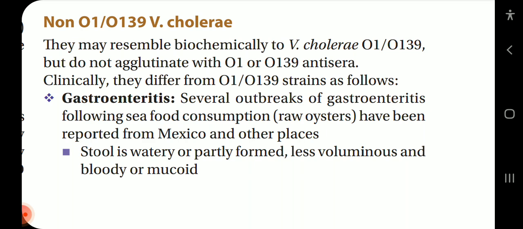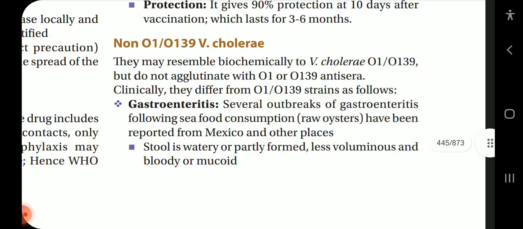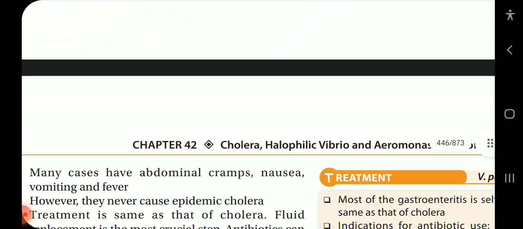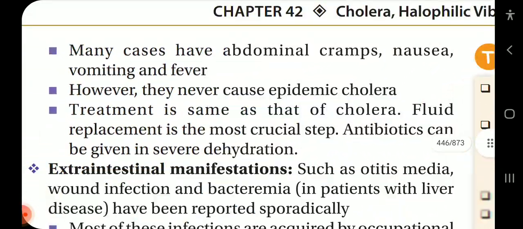Gastroenteritis: several outbreaks of gastroenteritis following seafood consumption have been reported from Mexico and other places. Stool is watery or partly deformed, less voluminous, and bloody or mucoid. Many cases have abdominal cramps, nausea, vomiting and fever. However, they never cause epidemic cholera. Treatment is the same as that of cholera.